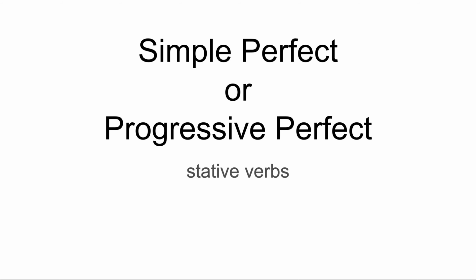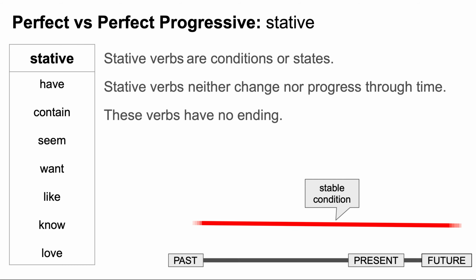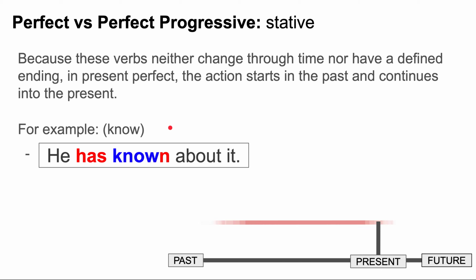Now let's look at stative verbs. Stative verbs are conditions or states. These verbs neither change nor progress through time. These verbs have no ending. Examples of stative verbs are have, contain, seem, want, like, know, and love. Because these verbs neither change through time nor have a defined ending, in the present perfect, the action starts in the past and continues into the present. For example, he has known about it.